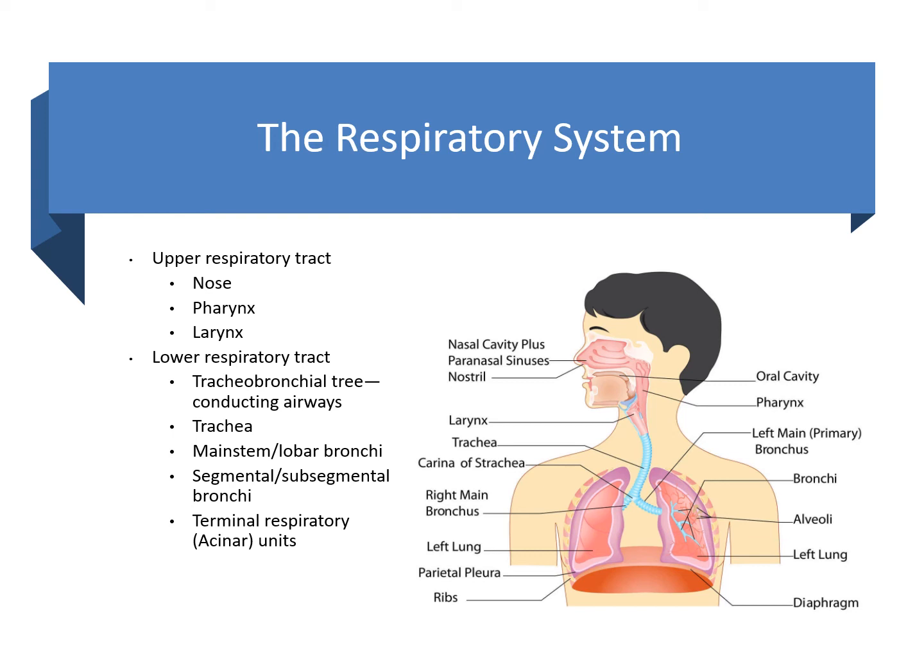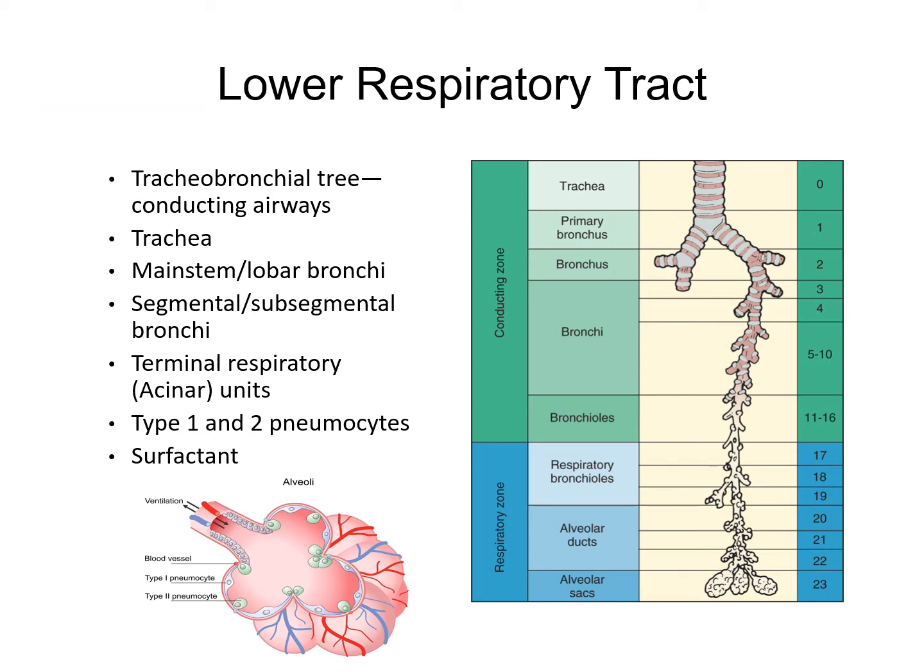The lower respiratory tract is made up of the tracheobronchial tree, or the conducting airways: the trachea, the main stem or lobar bronchi, the segmental or subsegmental bronchi, and the terminal respiratory units, also known as the acinar cells. And we'll talk about these on the next slide. The lower respiratory tract extends from the level of the true vocal cords in the larynx all the way down to the alveoli within the lungs.